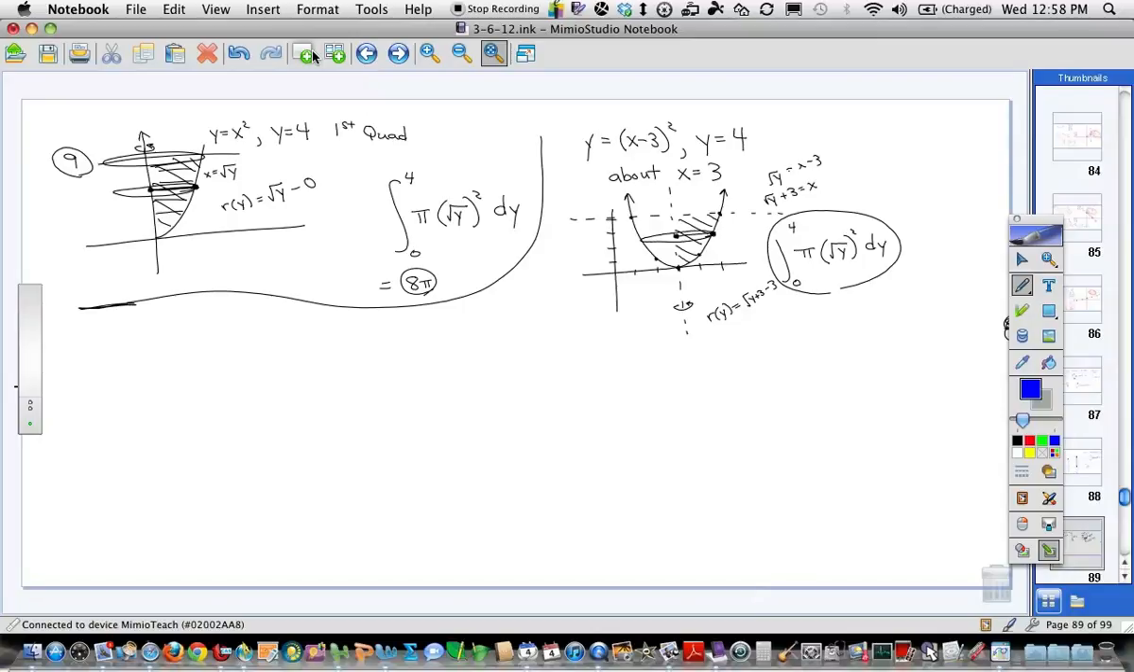All right. Now, let's do this one. Let's repeat number 9, but let's revolve about... No. Revolve about y. No. X equals 2. Let's do the same thing.